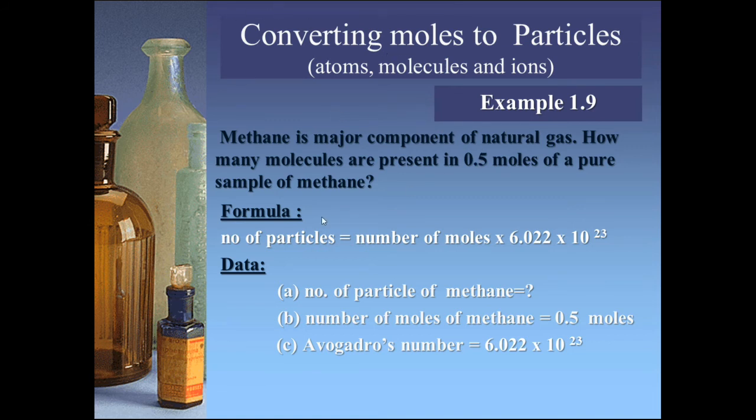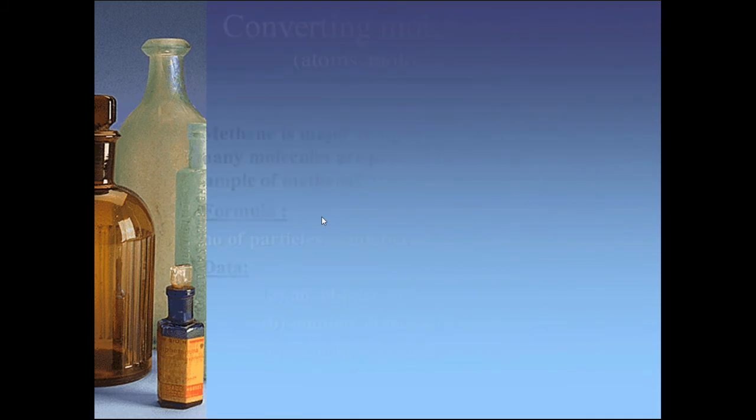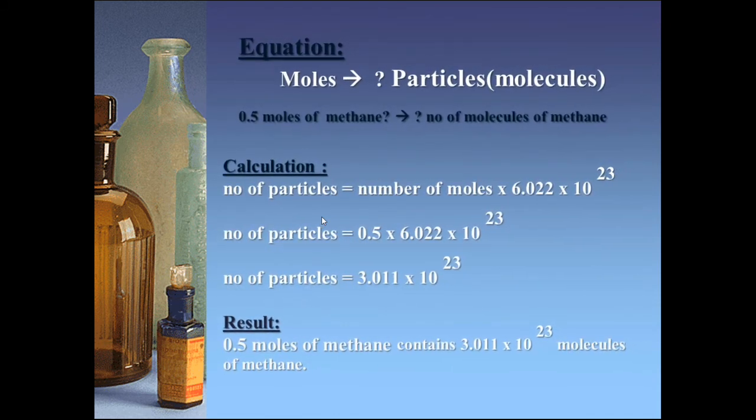Formula: number of particles is equal to number of moles multiplied by the Avogadro constant, that is 6.022 × 10^23. Data: arrange the data. We have to calculate the number of particles of methane. The number of moles of methane is already given, that is 0.5 moles, and the Avogadro number we already know is 6.022 × 10^23. Now the equation: moles we already have given in the question. Particles we have to calculate. 0.5 moles of methane, number of molecules of methane.